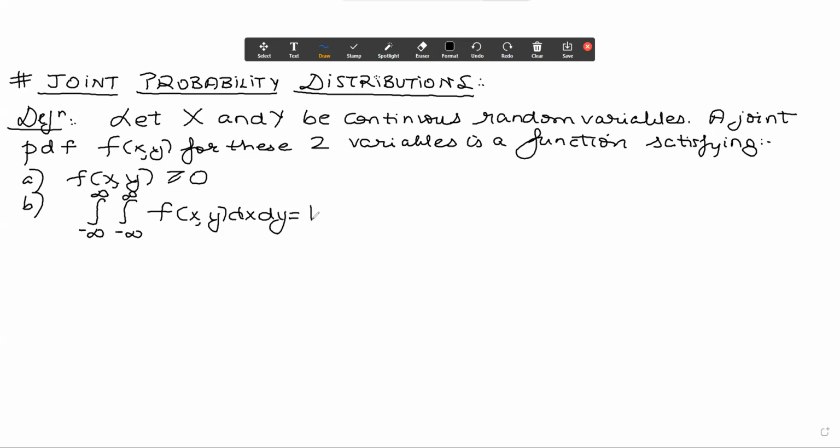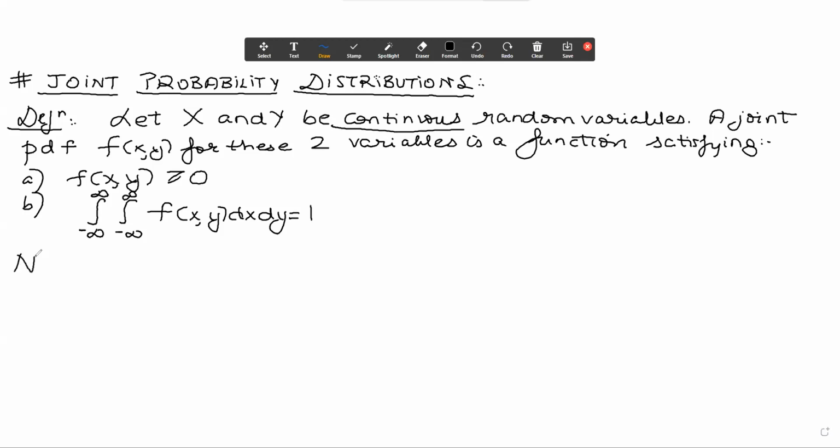So this is the definition from the previous lecture on joint probability density distributions. Let x and y denote continuous random variables. A joint probability density function f of xy for these two variables will be a function satisfying f of xy greater than or equal to 0 and the double integral from minus infinity to plus infinity of f of xy dx dy is equal to 1.